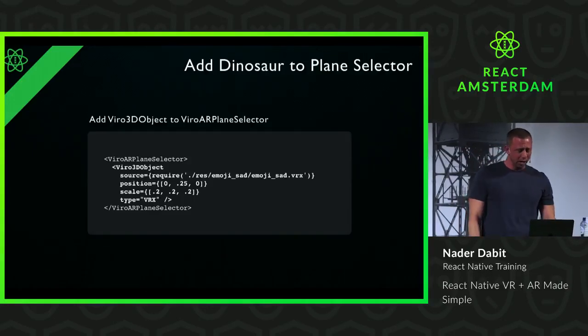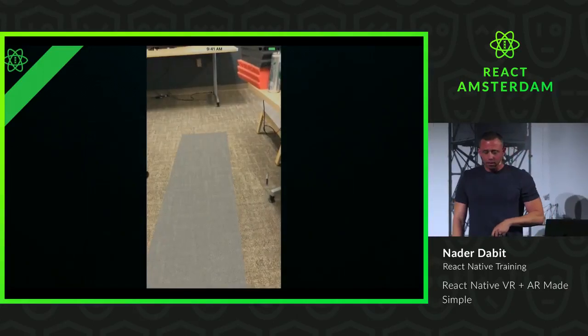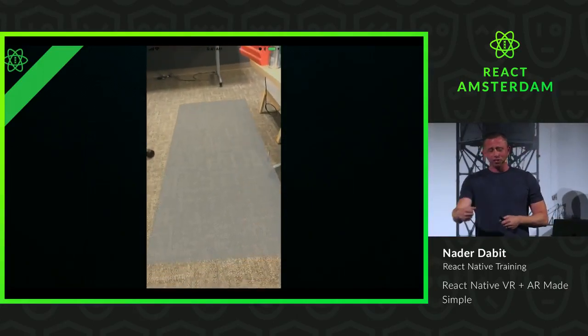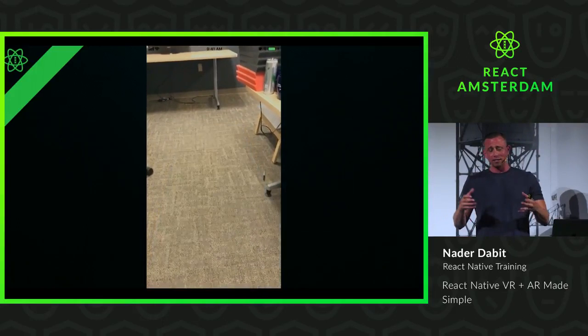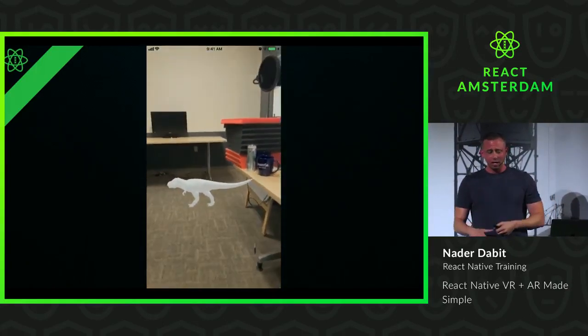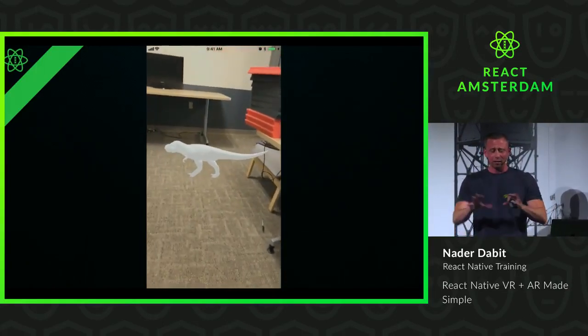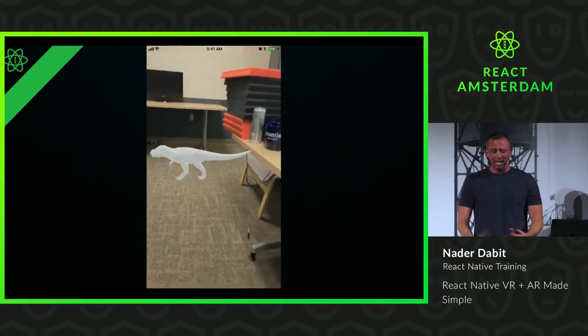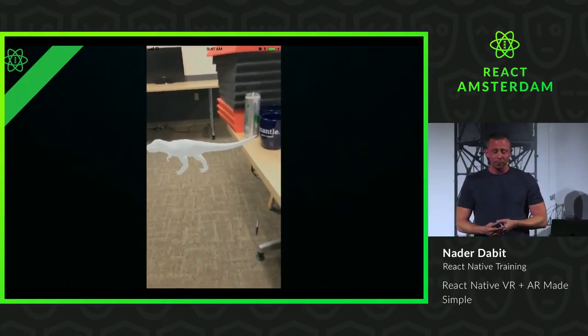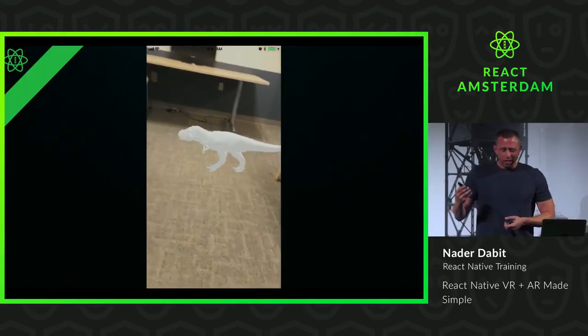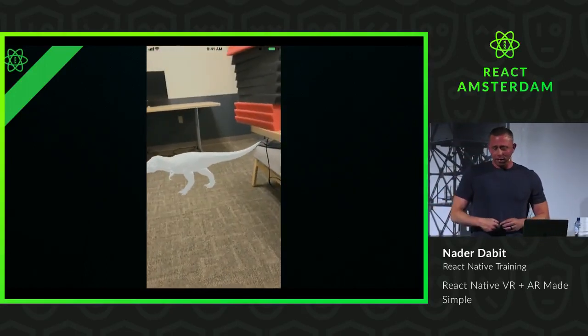So this is kind of how it would look. We're giving the Viro 3D object a wrapper, and the wrapper is the plane selector. So there's our plane. When you start the app, it'll recognize the planes, and as you move around, they get larger. So now we have the dinosaur on that physical space. It's getting better, but it's still not where it needs to be though. We don't really know for sure that dinosaur is there. We need to improve the way that looks.